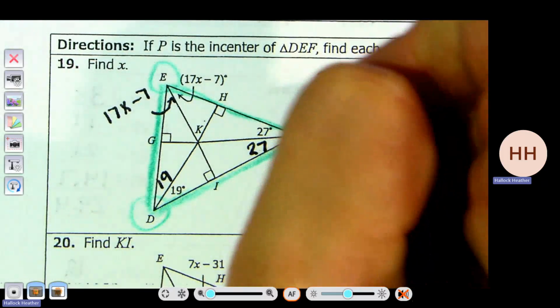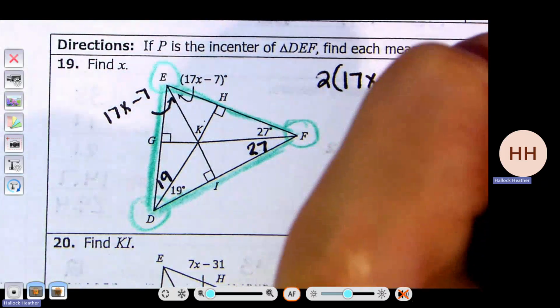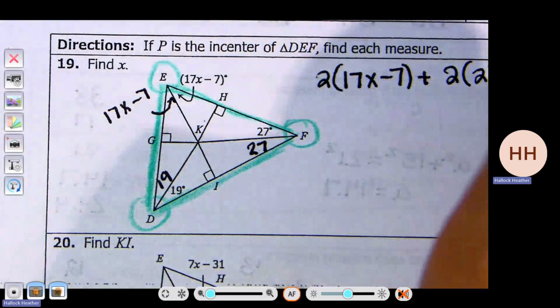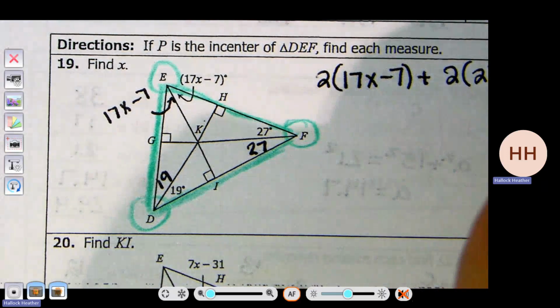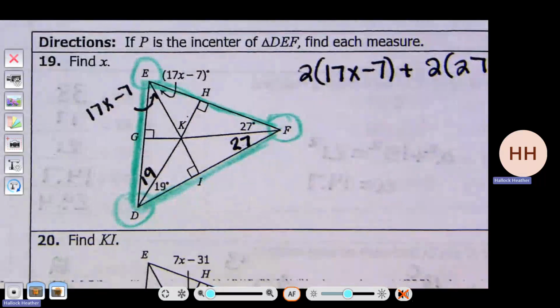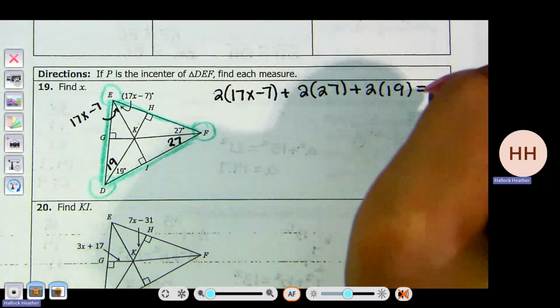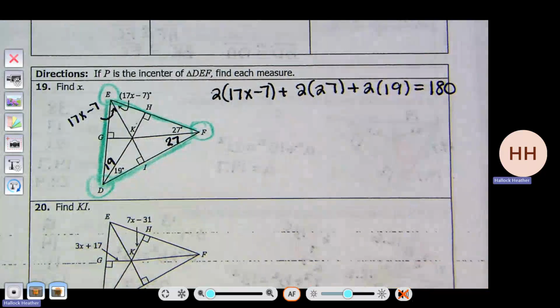So if you do 2 times 17x minus 7, and then you're adding 2 times 27 and adding 2 times 19. Oh, crap. Let me zoom out. Equals 180. Because you have 2 of each angle because they're bisectors. So distribute, multiply.